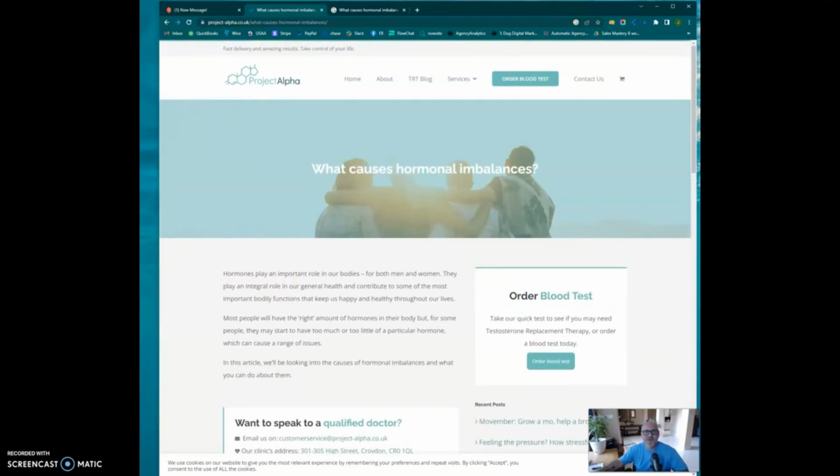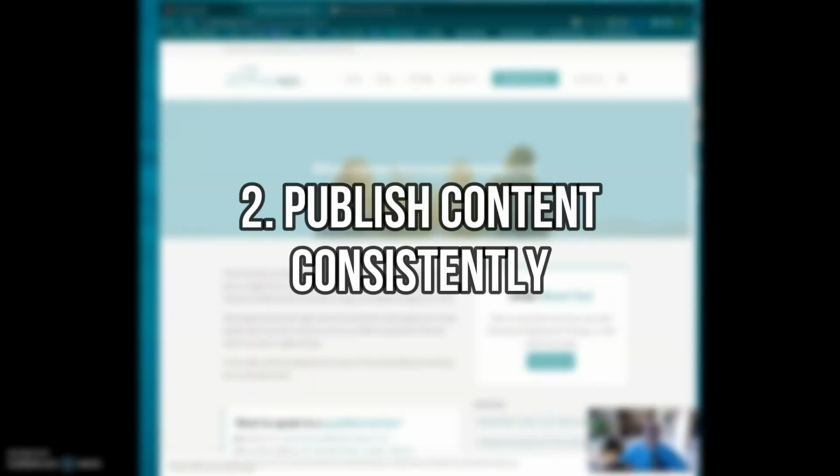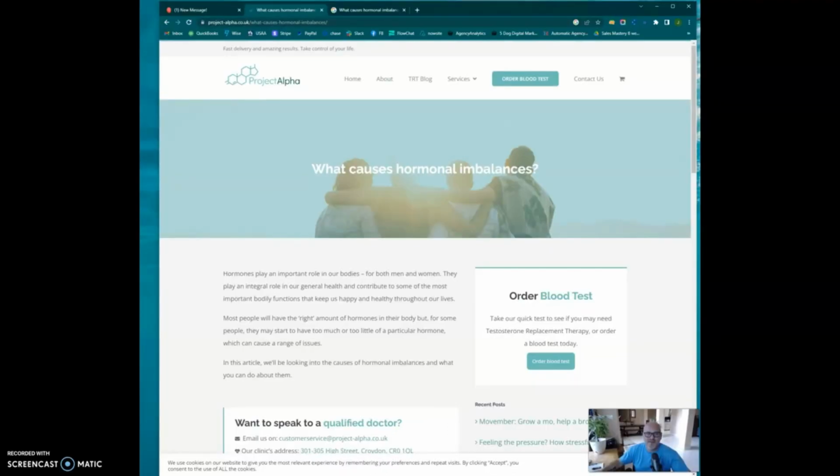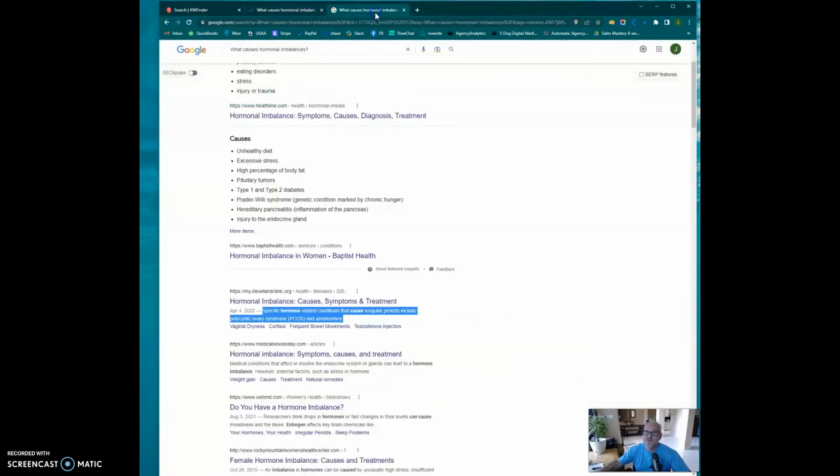So not to belabor that point too much. Point 2, publish content consistently. This helps for many reasons. Google loves it when people are posting content because their whole business model is to offer local, search relevant results to customer inquiries or user inquiries.